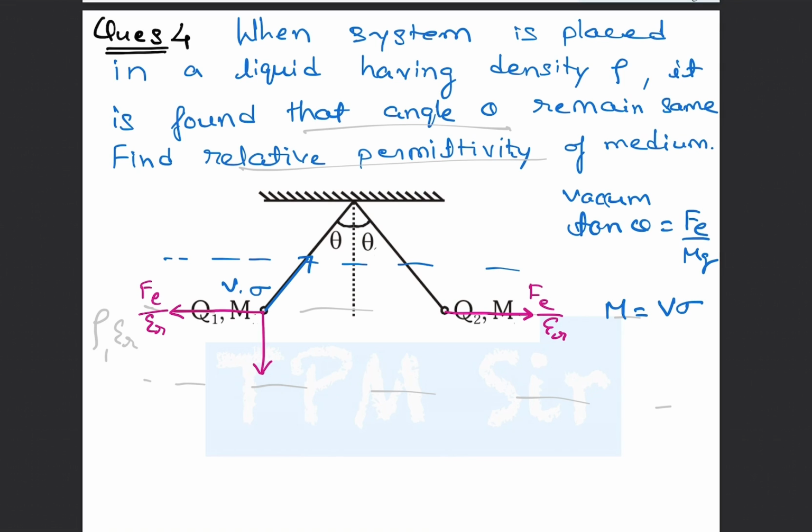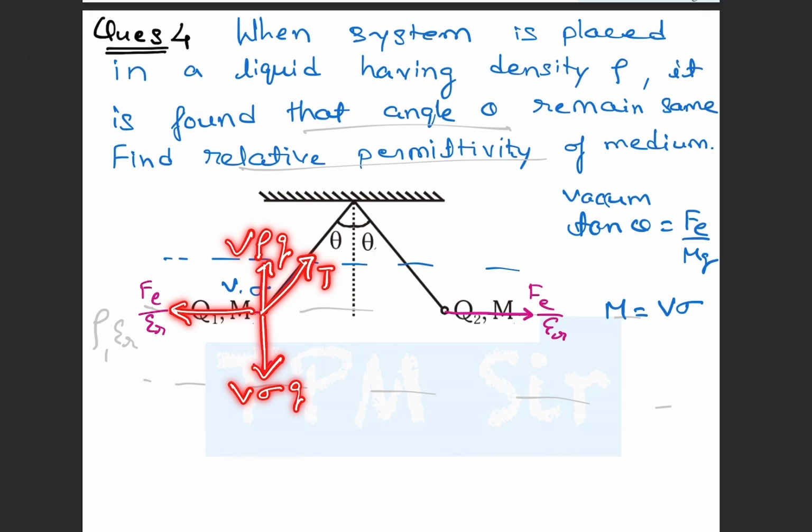Now let me write mg also. As these particles are now immersed in a liquid, obviously the buoyancy force is also acting, that is V into rho into g. This is the buoyancy force, and mg is there. We know that mg is V into sigma into g, and this tension is also there. So these are four forces here.